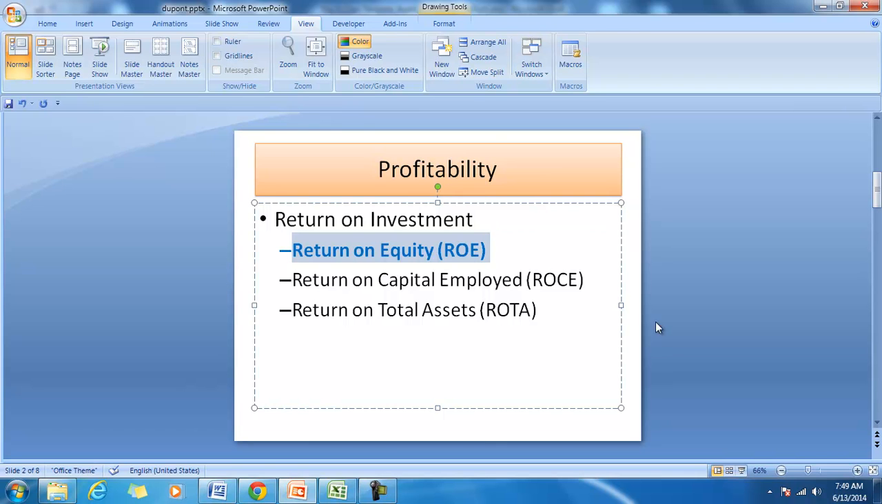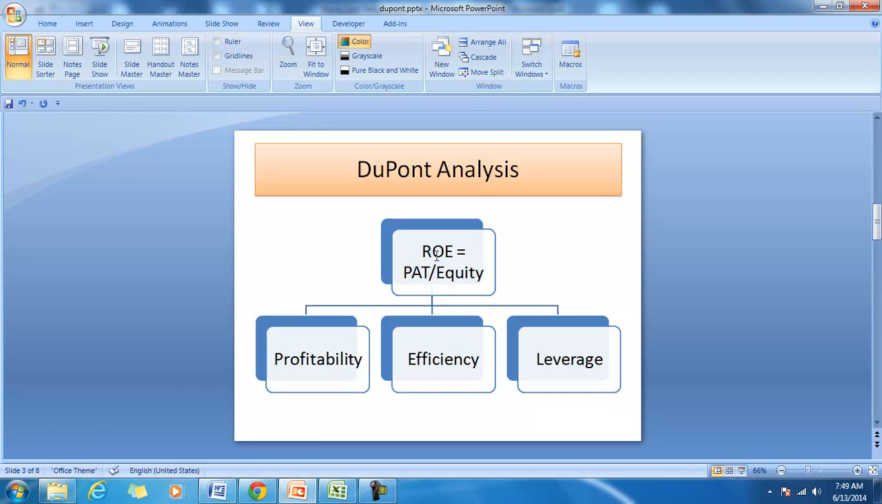of the firm. So the DuPont analysis gives a framework for decomposing the return on equity. The DuPont analysis shows a method of understanding the drivers of return on equity. The drivers of return on equity are profitability, efficiency, and leverage. And profitability, efficiency, and leverage are the result of the operating decisions, investment decisions, and financing decisions.